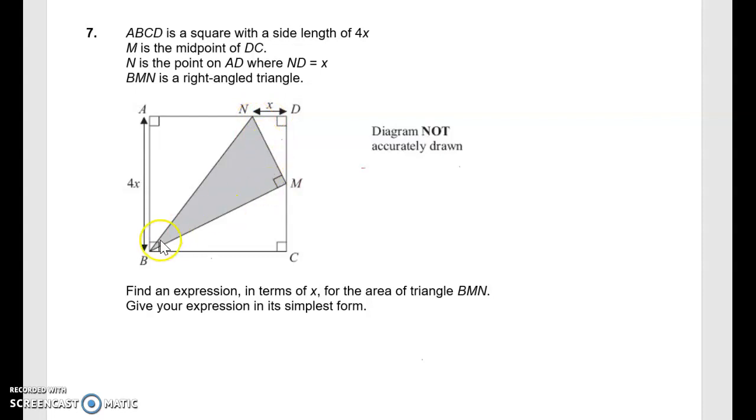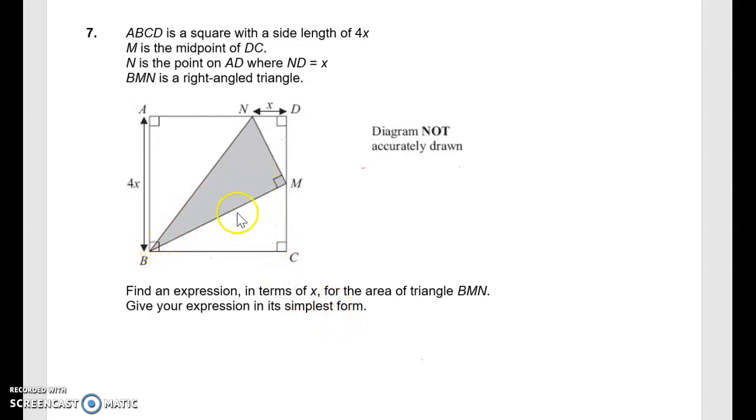And this triangle shaded in the middle, they're saying, is a right angle triangle, and they've put the symbol in there. So they say find an expression in terms of x for the area of the triangle shaded in the middle. Give it in its simplest form. In other words, cancel it down if you can.